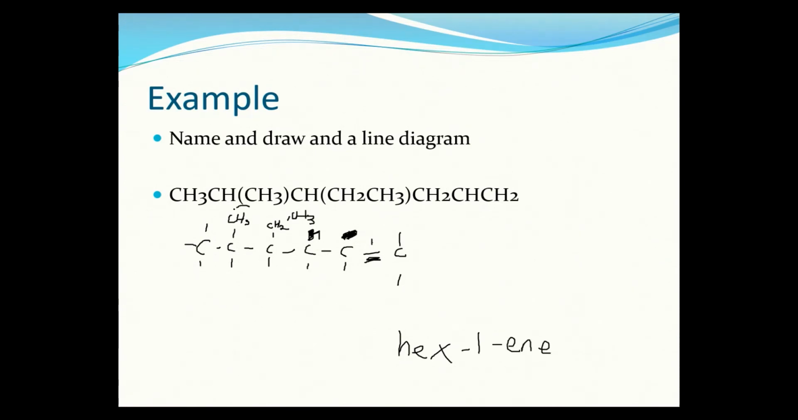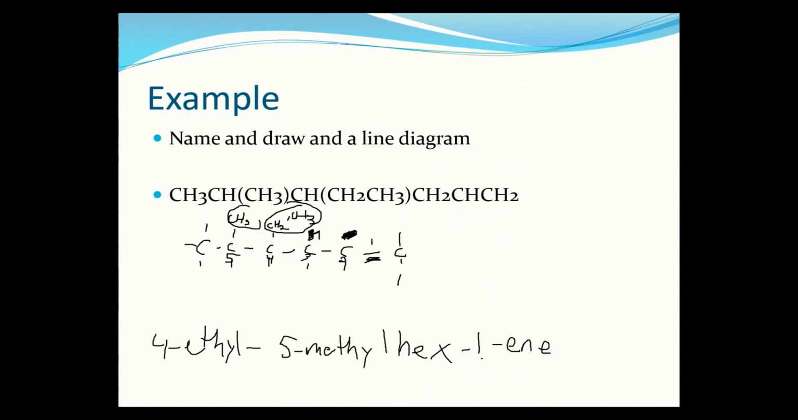And then we have these two branches over here. Because we start counting from over here, since this is closest to our double bond, that's carbon 1, that's carbon 2, that's carbon 3, that's carbon 4. So we have a 4-ethyl and a 5-methyl. So it's going to be 4-ethyl, 5-methyl.